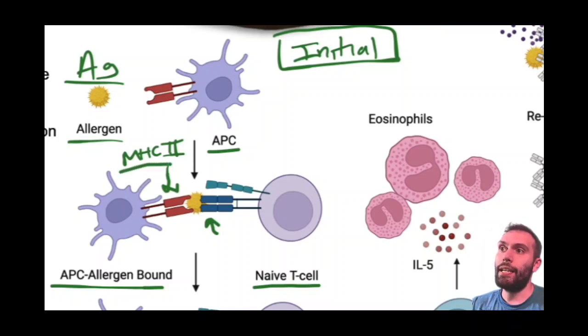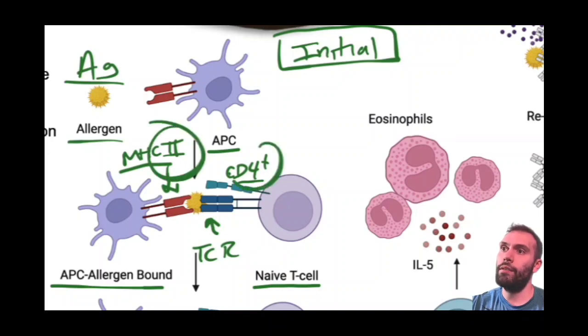And if it's presenting it on MHC2, then this naive T cell that recognizes it must recognize it on a T cell receptor that has a CD4 positive co-receptor. How did I know it was CD4 positive? Remember your rule of 8s. 2 times 4 is 8, right? MHC2 times 4, that's 8. This is a CD4 positive T cell.